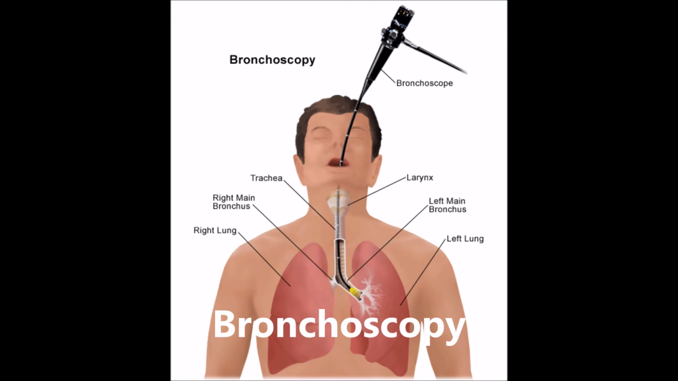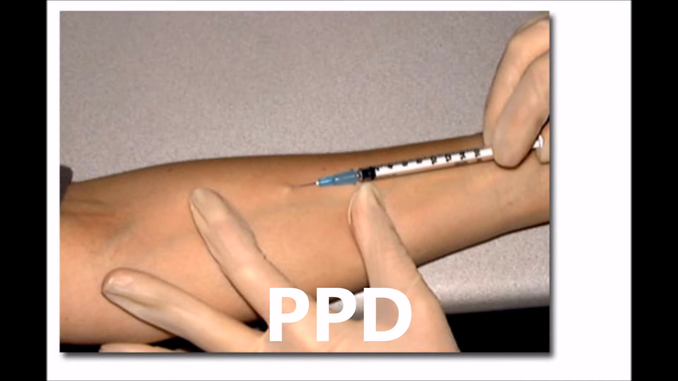A fiber optic bronchoscopy is a procedure done in an endoscopy department by a pulmonary intensivist. A scope is inserted down the trachea and into the lungs looking for signs of frank bleeding and/or infection. A PPD test is performed to determine exposure to tuberculosis, a disease that can affect gas exchange.